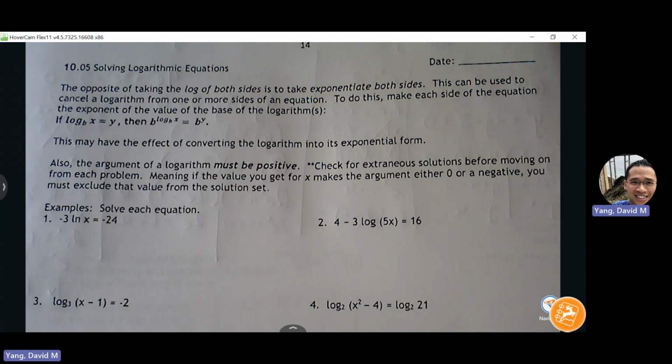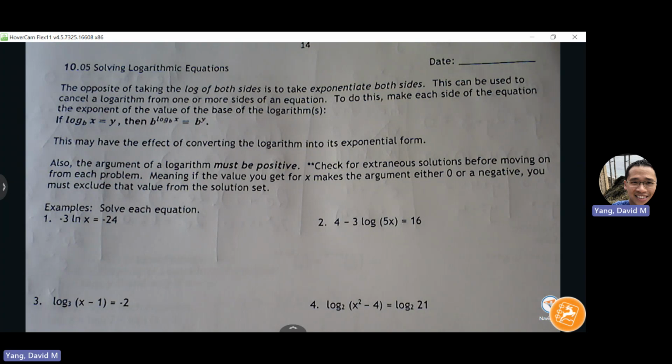So the opposite of taking log of both sides is to exponentiate both sides. I'll show you two different ways to do that. This can be used to cancel a log from one or more sides of the equation. To do this, make each side of the equation exponents of the base value. Okay, I'll let you decide which way you feel is easier to work with. I presented it two different ways, and I think sometimes students prefer one way or the other, but I can work it out both ways.